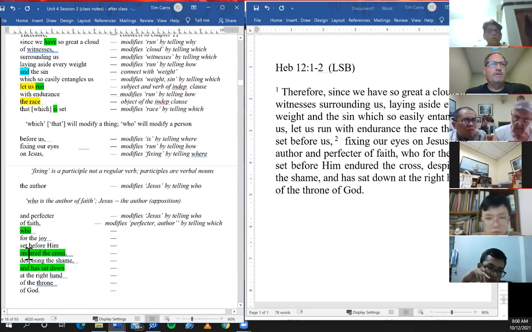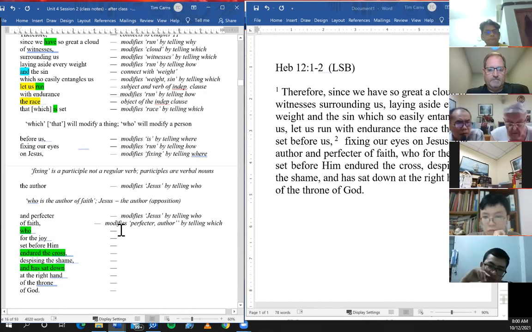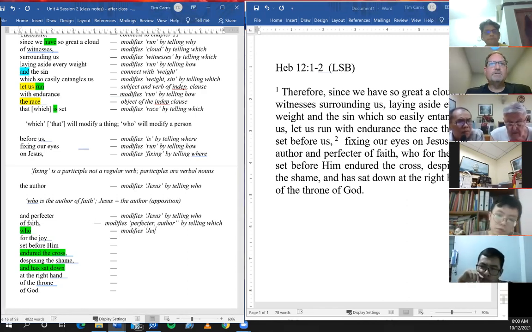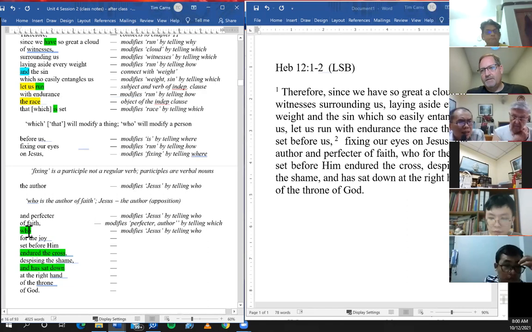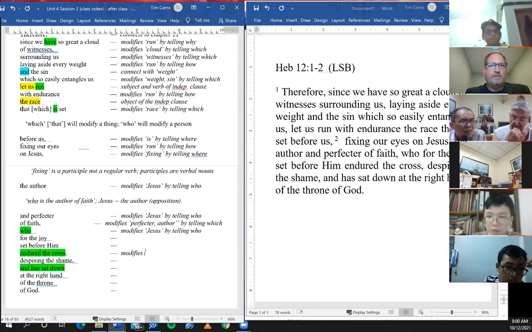Remember, it's the subject of the dependent clause, but what is it modifying? Who endured the cross? Okay, who modified Jesus? Okay, by telling who? By telling who, right? We have the word right there. Praise God for that. That makes it a little easier. Okay, so who endured the cross? This also modifies Jesus, right? Because it's part of the full clause. So I'm just going to note that here.